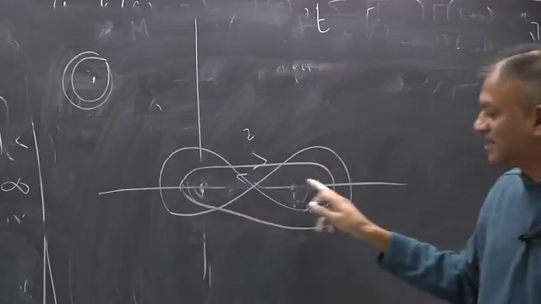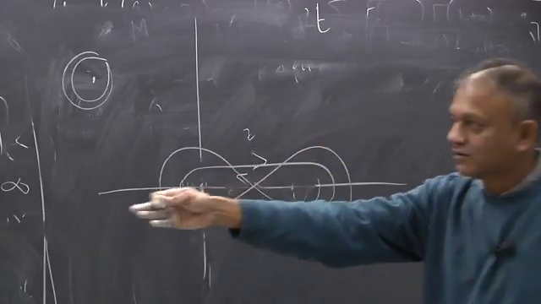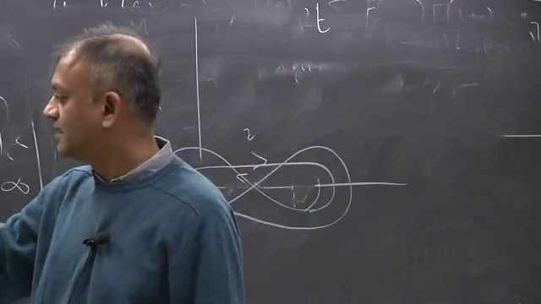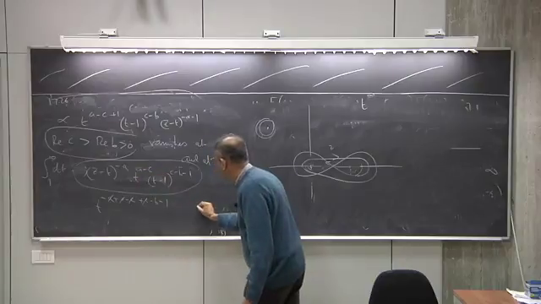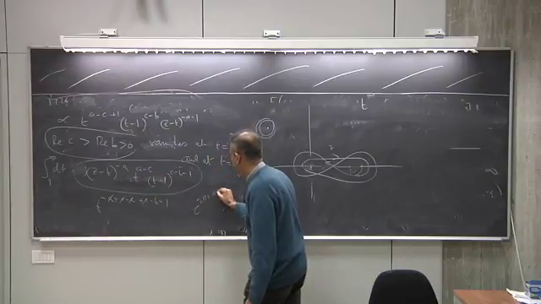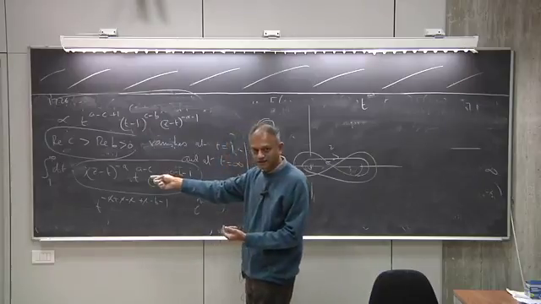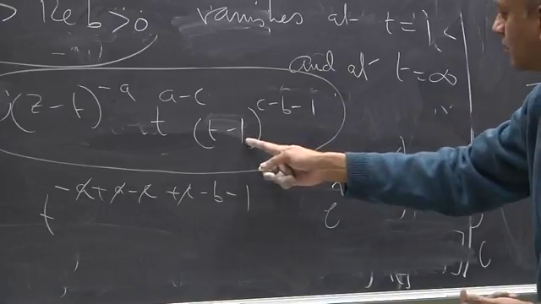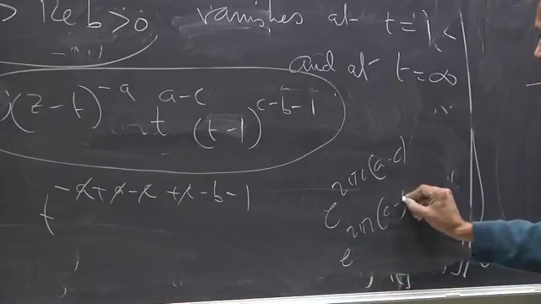But here you have two branch points. In general they'll have different phases. For example, when t goes around the origin, when t goes around 0 counterclockwise, you'll get a phase e to the 2 pi i (a minus c). Whereas when t goes around 1, you'll get a phase e to the power of 2 pi i (c minus b minus 1).